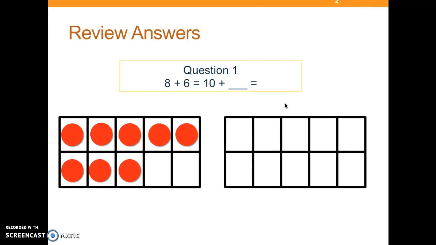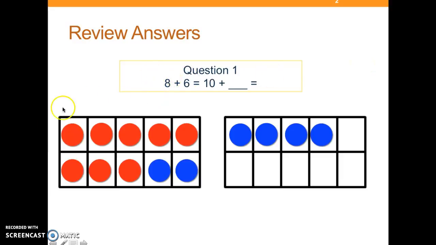All right, so we're going to go over these review answers. Question 1 is 8 plus 6 equals 10 plus blank. I already have the 8 red chips laid out for you. Now we have to add 6 more. 1, 2. Now we have the first tens frame filled up. 3, 4, 5, 6. So now we know we have this first tens frame filled up and we have 4 left over. Same thing as 10 plus 4, which is super easy, 14.